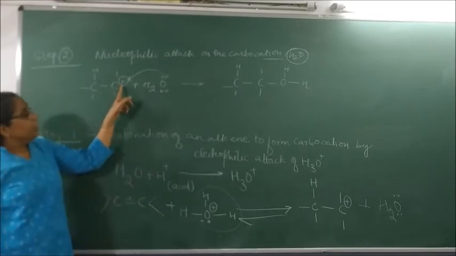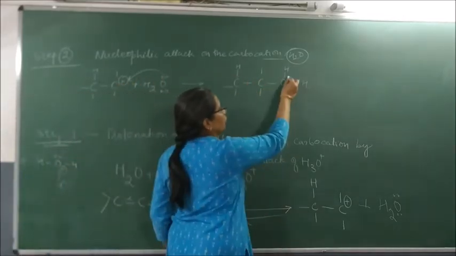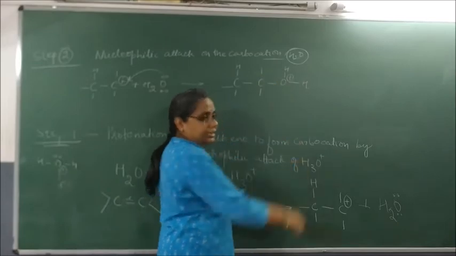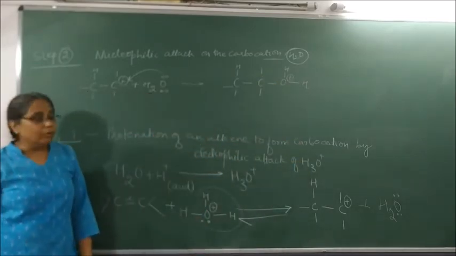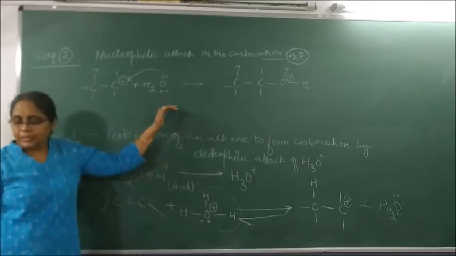Now the carbocation positive charge will shift over what atom? Oxygen atom. And you will have how many lone pair electrons? One lone pair electron. So please write this step.